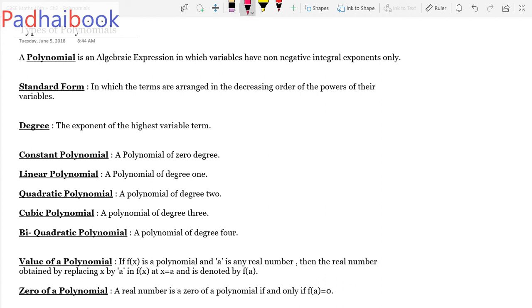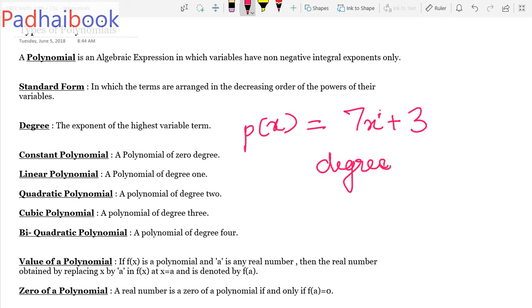Let's take another example of a polynomial. Suppose we are given a polynomial, this time 7x plus 3. Now as we can see, there are two terms in this polynomial and it is already in the standard form. The highest power of the variable here is 1. Hence the degree is 1.